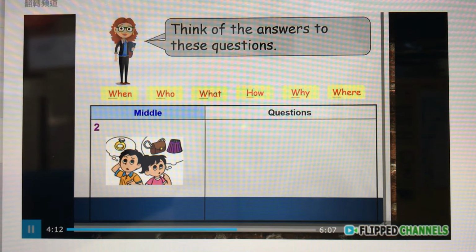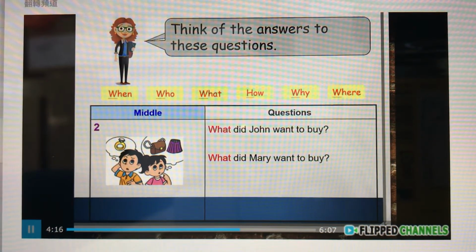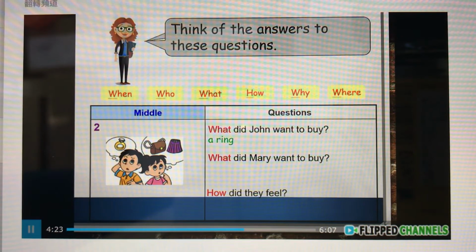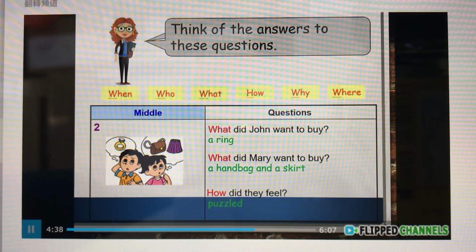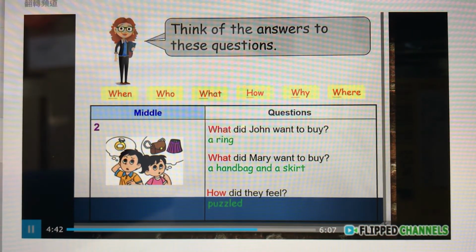Picture 2. What did John want to buy? What did Mary want to buy? How did they feel? John wanted to buy a ring. Mary wanted to buy a handbag and a skirt. They felt puzzled because they haven't decided what to buy for their mom. So, they were a bit nervous and didn't know what to do.